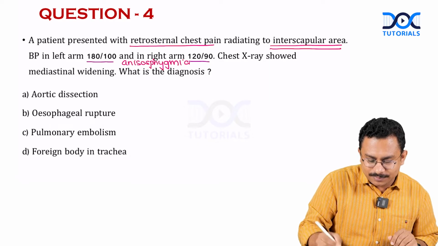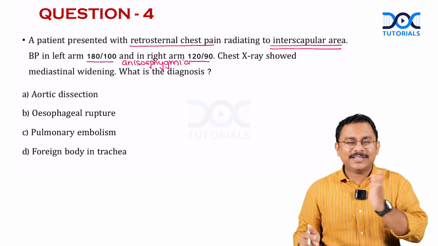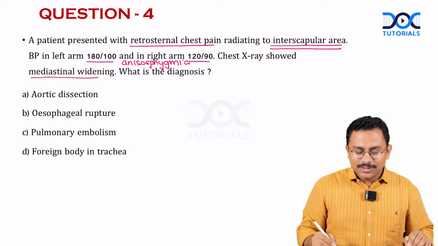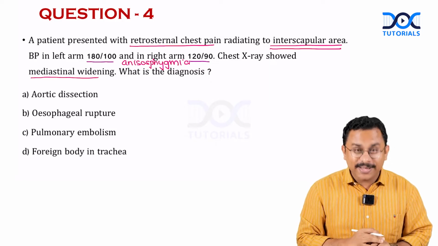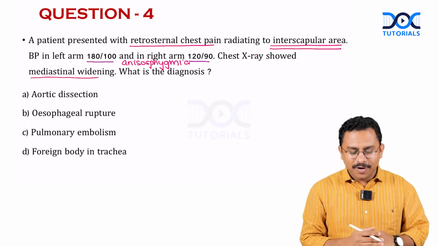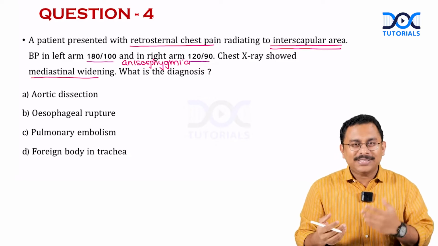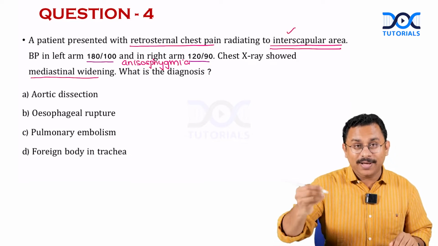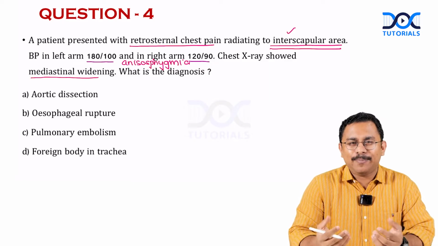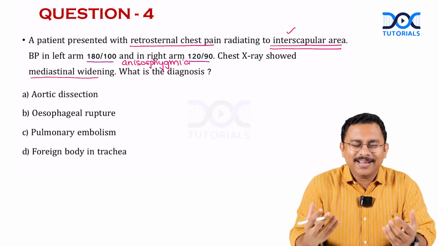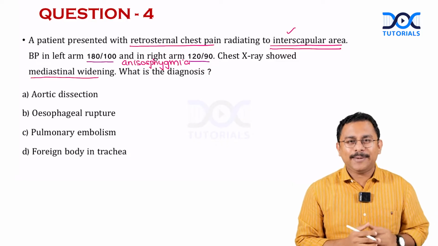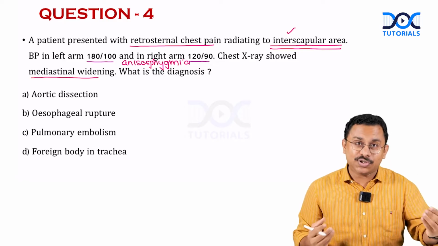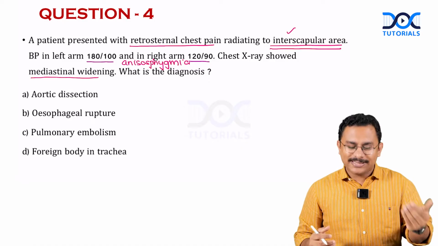where there is a BP difference between both the upper limbs. And the chest X-ray is showing mediastinal widening. So what is the diagnosis? Aortic dissection, esophageal rupture, pulmonary embolism, foreign body in the trachea. So the options can actually produce chest pain. But see, a chest pain radiating to interscapular area, a very severe tearing type of pain which can radiate to interscapular area, can occur with aortic dissection. But sometimes even a myocardial infarction pain also can sometimes radiate to the interscapular area.